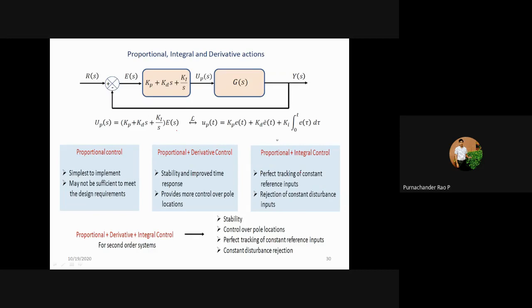So this is the mathematical equation. It will improve the stability, and there is control over pole locations, perfect tracking of reference inputs, and constant disturbance rejection. These are the advantages of PID controllers.